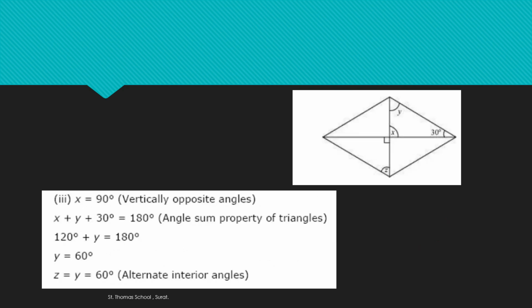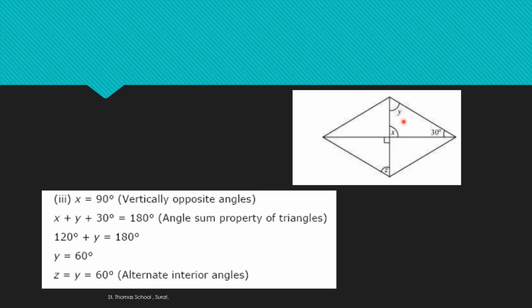The third one, we have to find the value of x, y, z. Look at the figure. The given symbol, what does it mean? It is 90 degrees. And these two angles are vertically opposite angles, right? So we can write x is equal to 90, because vertically opposite angles.